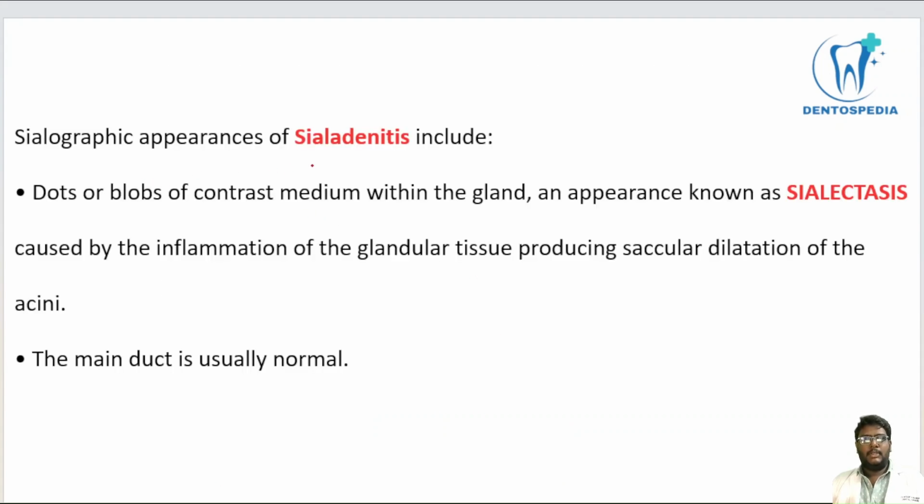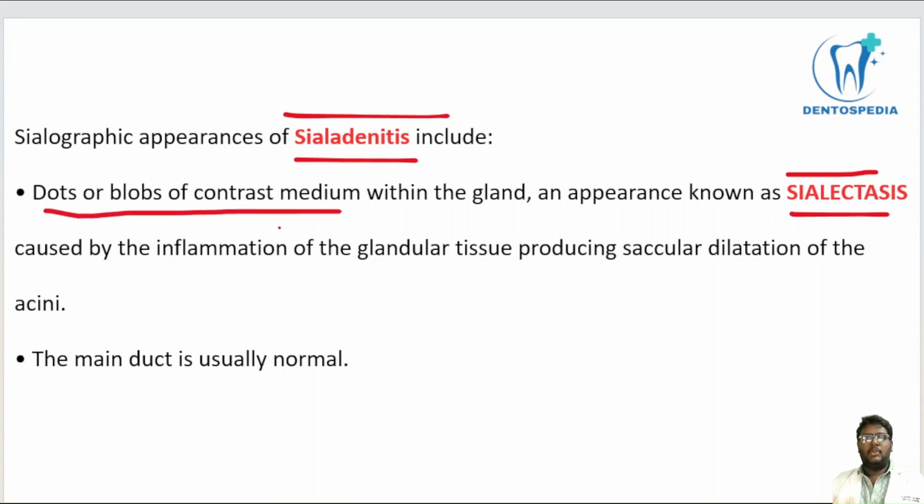Coming to the sialographic appearance of sialadenitis, it is nothing but inflammation of the gland itself. This appearance is called sialectasis. So don't confuse sialadenitis and sialectasis. Sialadenitis is a condition, a pathology, but sialectasis is an appearance, the name of the appearance. What do you mean by sialectasis? It is nothing but tiny dots or blobs of contrast medium within the gland. And the duct is usually normal.